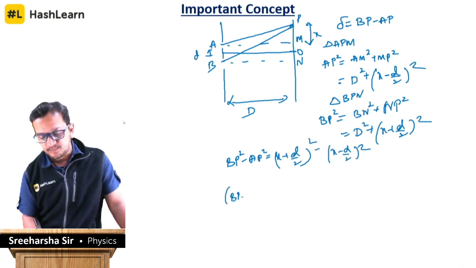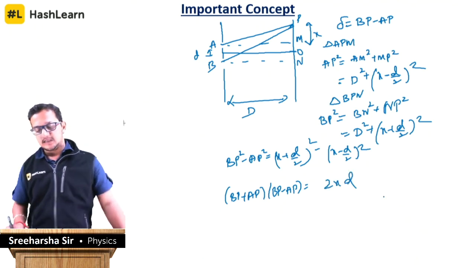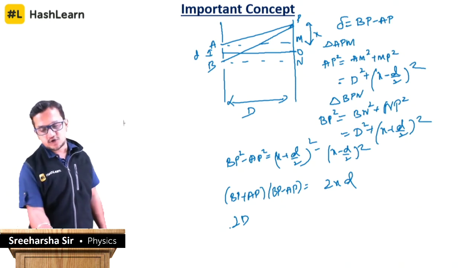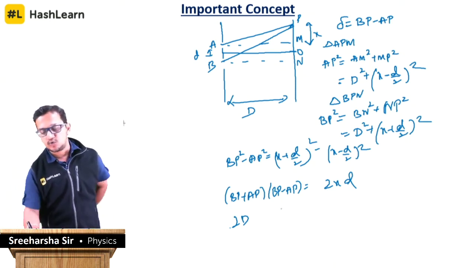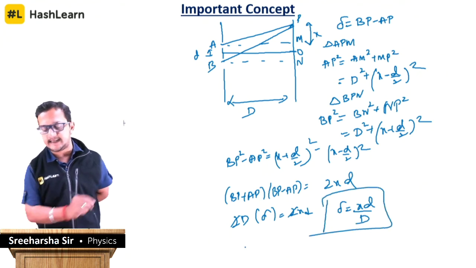This is of the form BP plus AP times BP minus AP, which is equal to 2xd. Now BP plus AP is approximately 2D, because if the point P is very close to O, the distances are the same. So 2D into delta is equal to 2xd. From this you have delta equals xd by D.